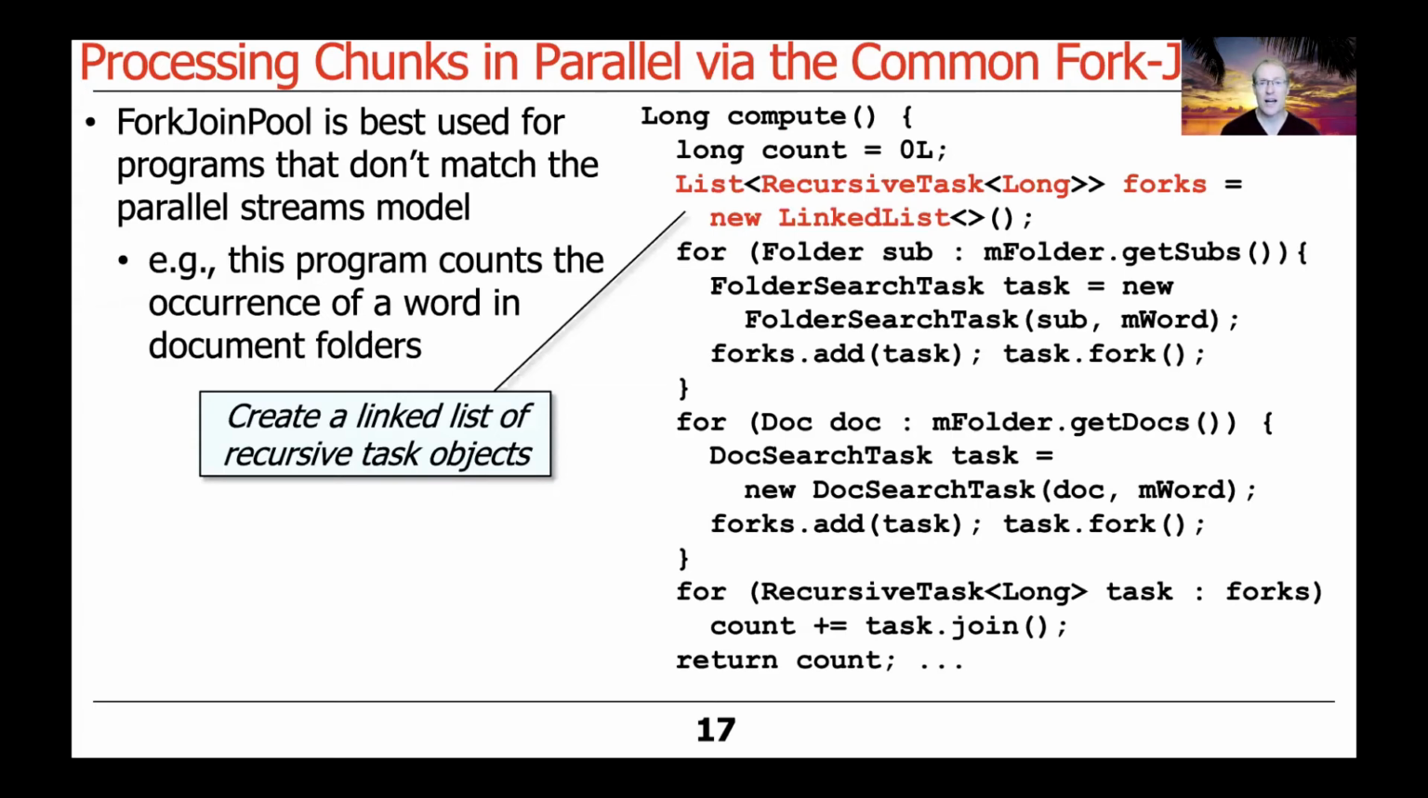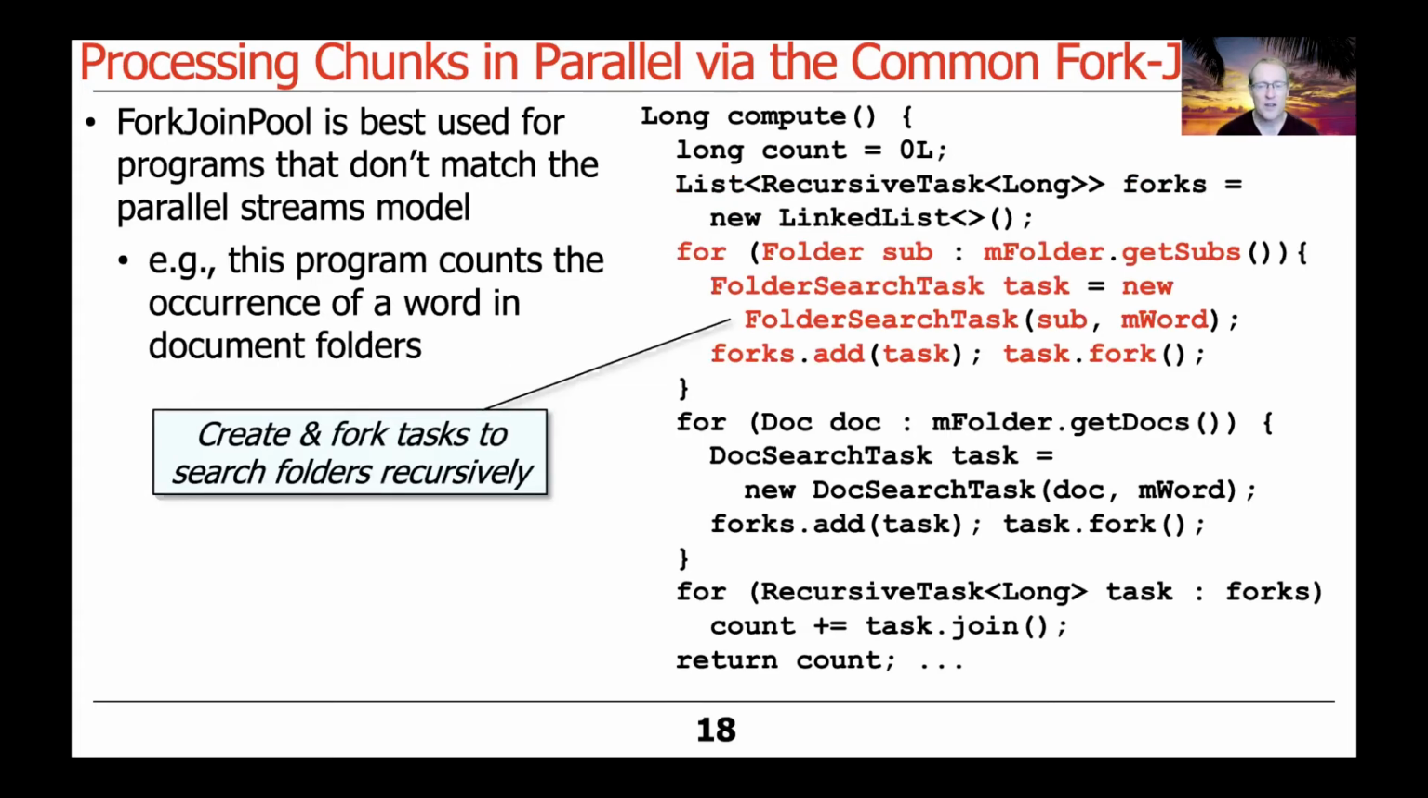So the way this works is we start out by making ourselves a linked list of so-called recursive tasks. A recursive task is basically a subclass of fork join task that has a method called compute defined on it that does the heavy lifting for computation. We then iterate through all the subfolders in our folder. For every subfolder, we make a new folder search task with the word we're looking for, which is called mword. Then we add that task to the forks list, and then we go ahead and fork that task.